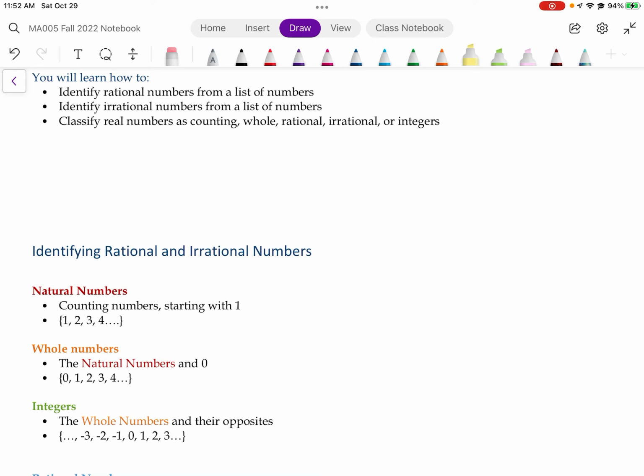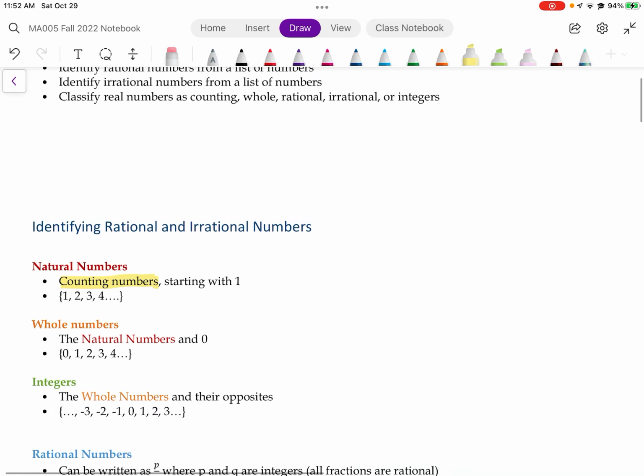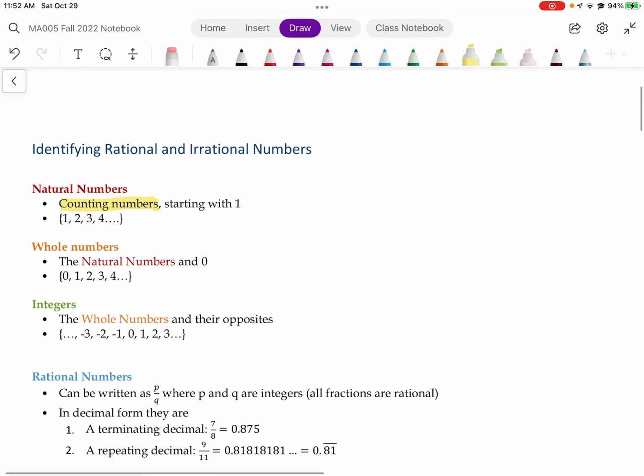Natural numbers are the counting numbers. As if you were counting things, you would start with 1. The whole numbers are the natural numbers and 0, so we add 0 to the list. And then the integers include all of the above, plus all the negatives of the same thing, so they're opposites. Okay, so take a look at those lists, make sure you understand what those 3 terms are. Because now we're going to add rational numbers to the list.